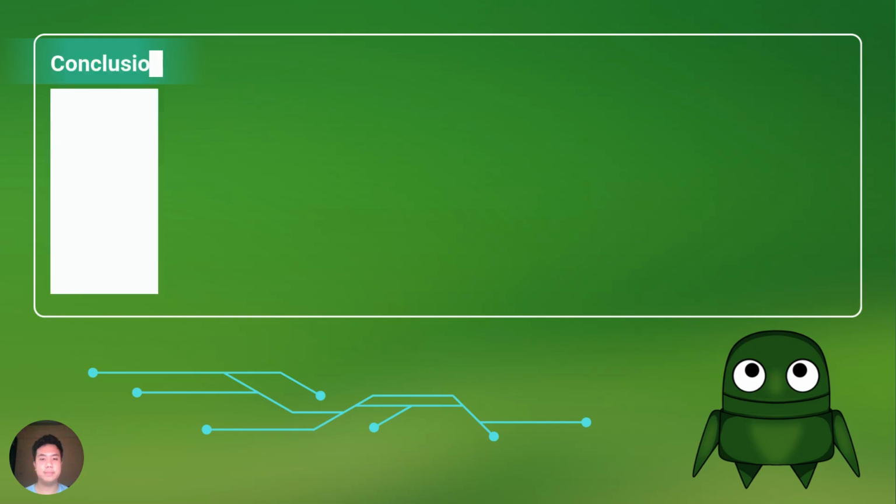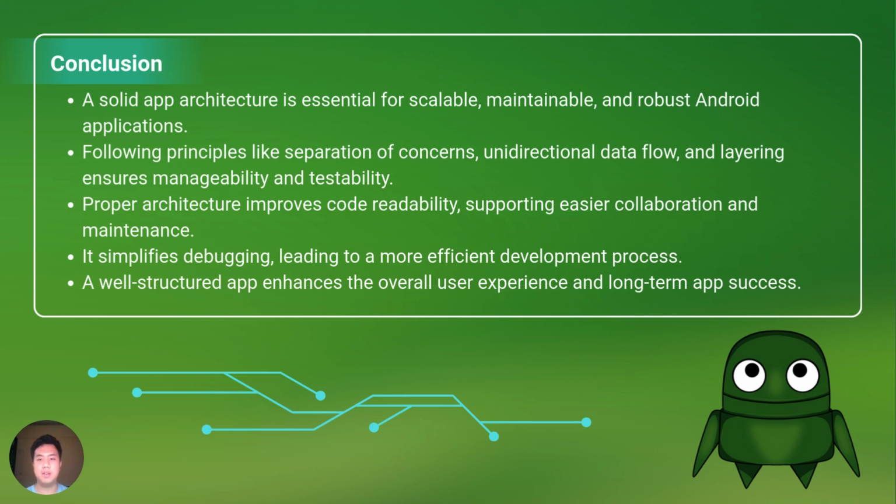Conclusion: a solid app architecture is essential for creating scalable, maintainable, and robust Android applications. By following common principles such as separation of concerns, unidirectional data flow, and utilizing layers like UI, data, and domain layers, you can ensure that your app is easy to manage and test. Proper architecture enhances code readability, supports collaboration, and simplifies debugging, leading to a more efficient development process and a better user experience.